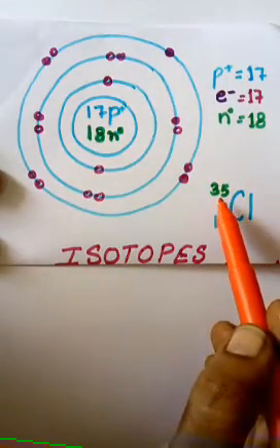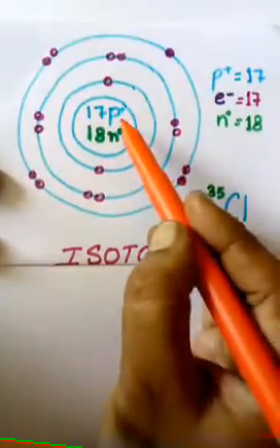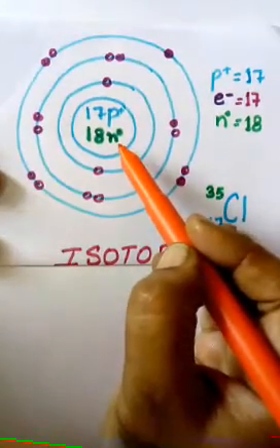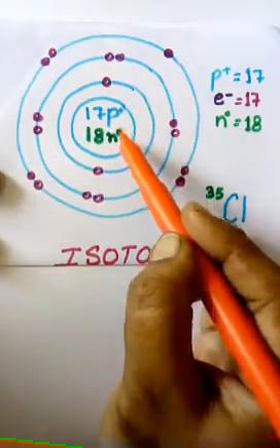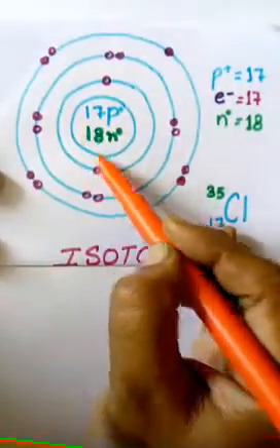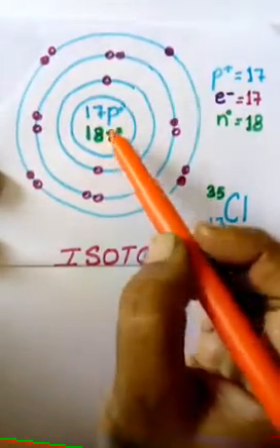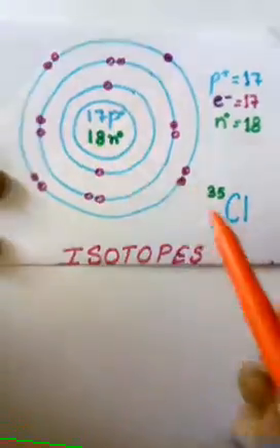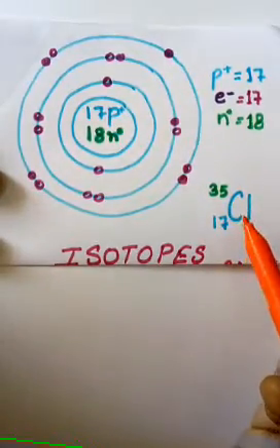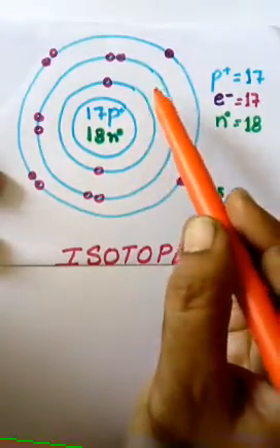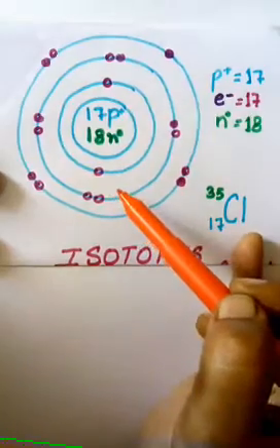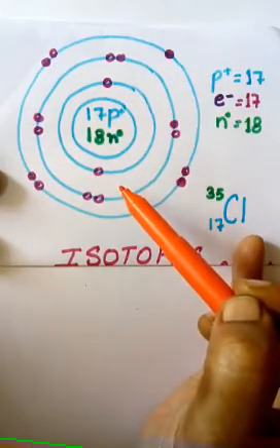The mass number is actually the sum of protons and neutrons, which are inside the nucleus. The mass, as I told you, is because of this nucleus. So if you see here the nucleus, it is 17 plus 18, which is 35, right? So if you understand the structure of the atom, you will easily be able to understand what isotopes are.